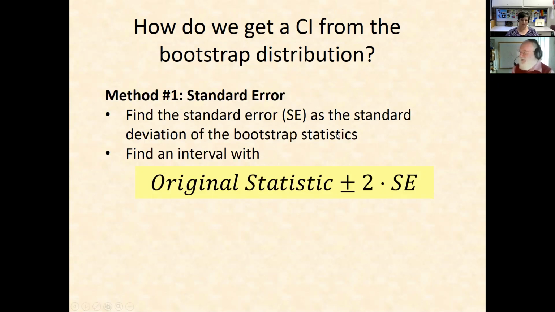And then typically if things are nice and bell-shaped, we know things tend to be within 2 standard deviations of the center. So I take my original statistic and add and subtract 2 standard errors. That should give me a reasonable range of values where I can expect the population mean to be.